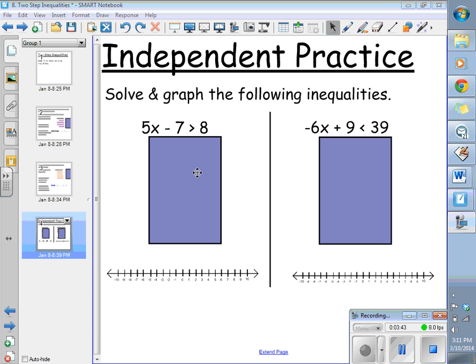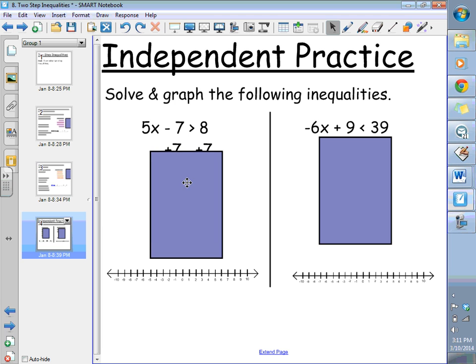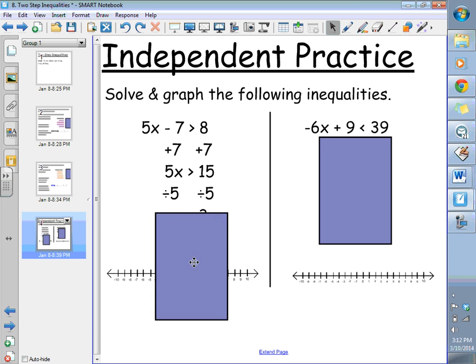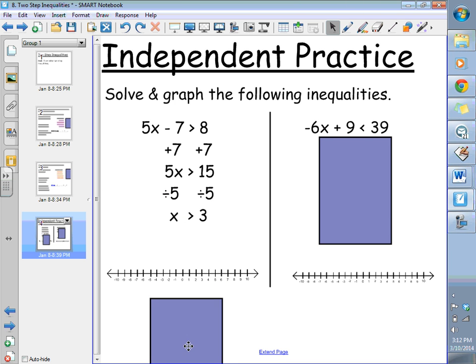All right, so you did 5x minus 7 is greater than 8. You should have added 7 to both sides. You get 5x is greater than 15. Divide both sides by 5. You should get x is greater than 3.